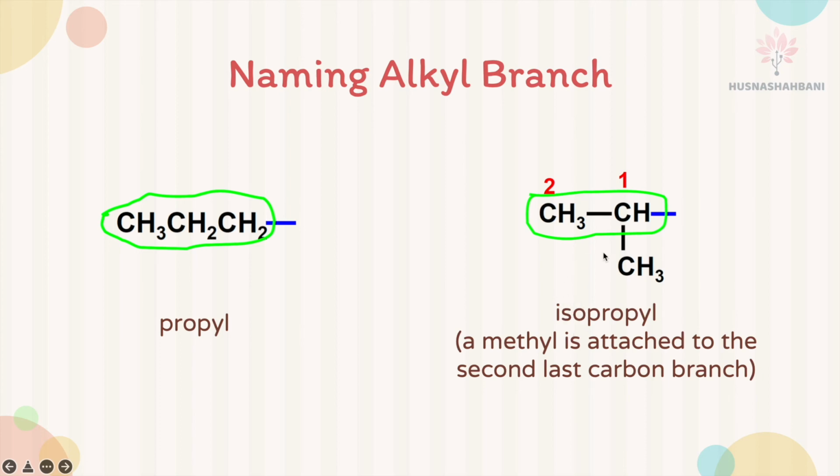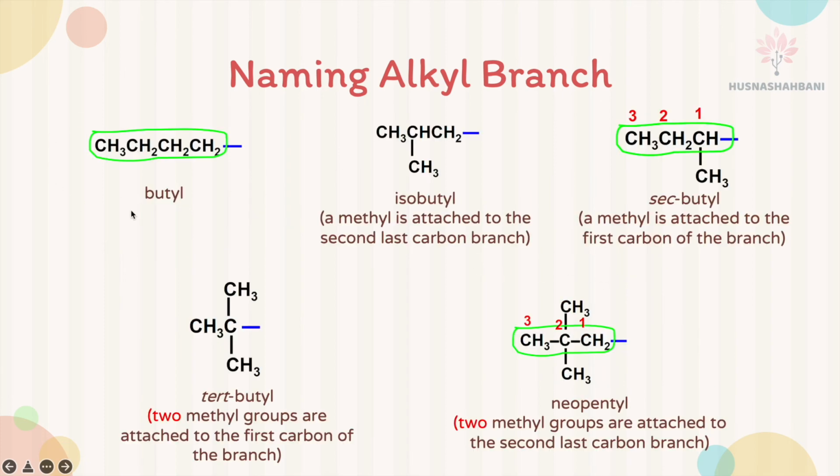Iso means a methyl attached to the second last carbon branch. That is what iso means. Propyl, total number of carbon in the branch. So this is the isopropyl. Next, straight carbon chain branch, butyl, total 4 carbon, butyl.